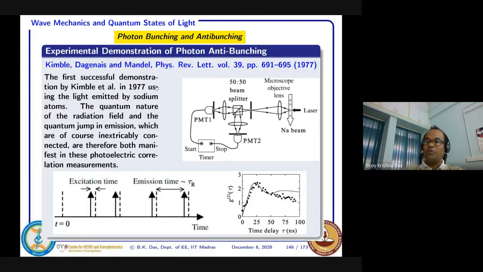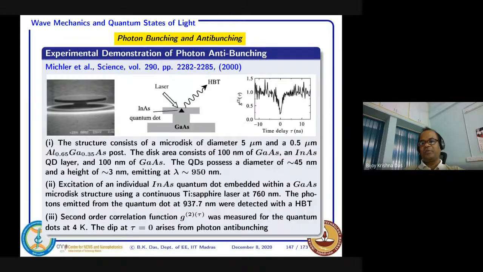There is no chance of bunching, because at a time one sodium atom will emit only one photon, and then you have to wait for the next excitation and coming down. So that way you get anti-bunched. That was the first report. If you want, you can download this paper, and it is simply written. If you read it, you can understand. This is just for demonstration purposes, that experimentally people demonstrated what is anticipated quantum mechanically.